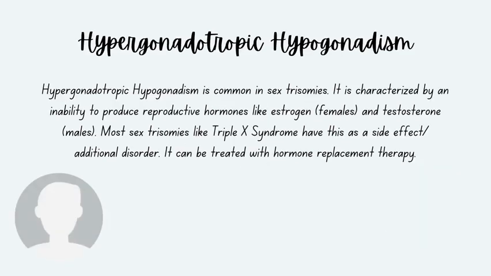Hypergonadotrophic hypogonadism is common in sex trisomies. It is characterized by an inability to produce reproductive hormones like estrogen for females and testosterone for males. Most sex trisomies like triple X syndrome have this as a side effect or additional disorder. It can be treated with hormone replacement therapy.